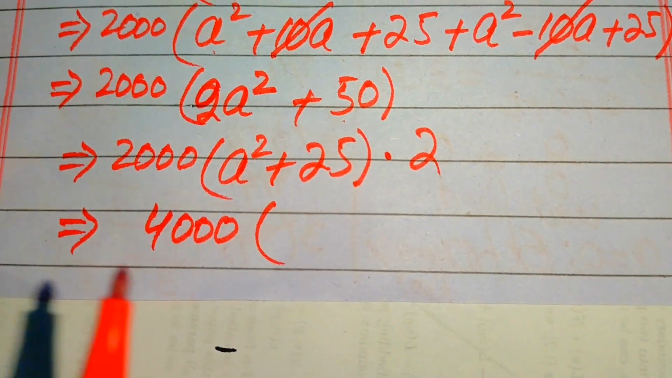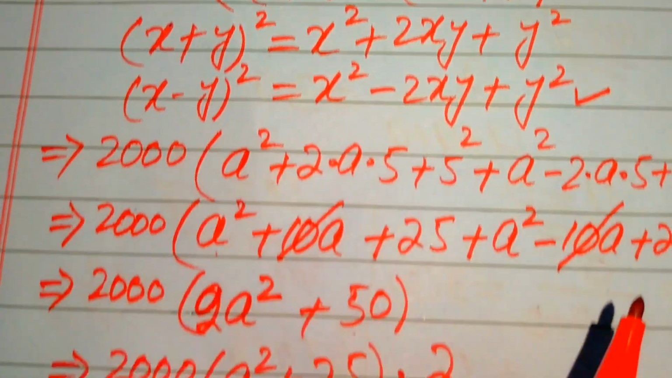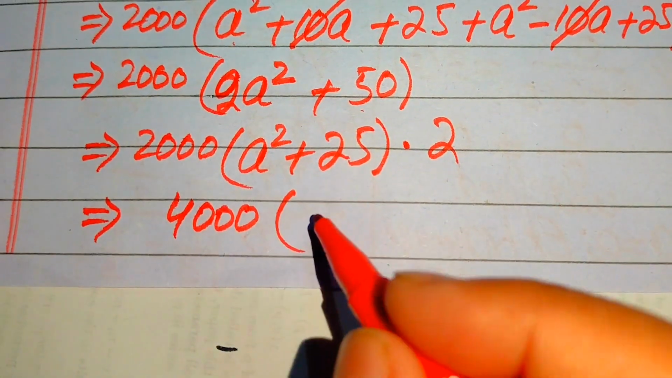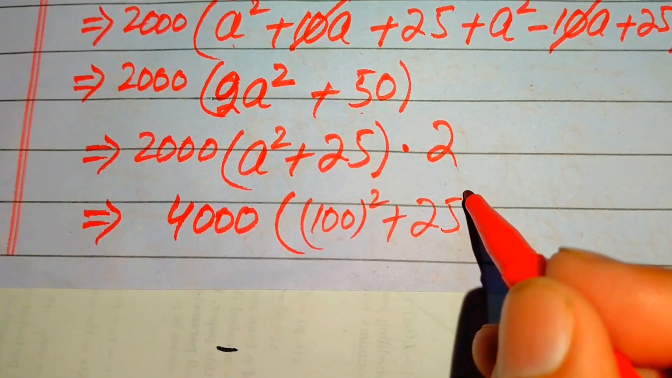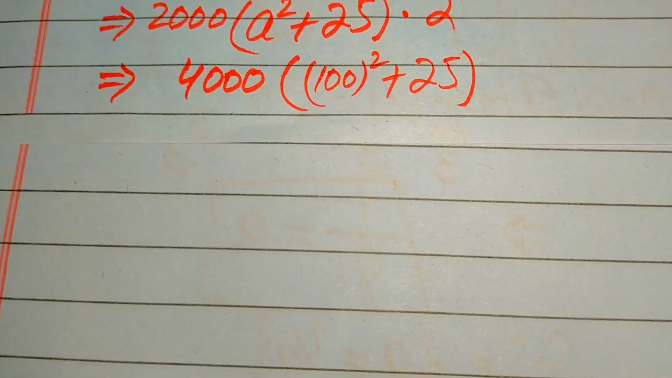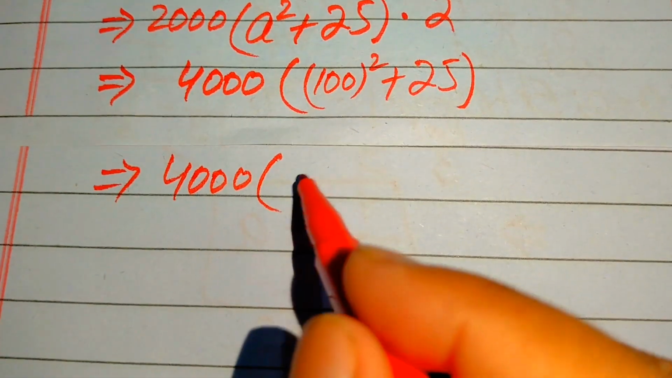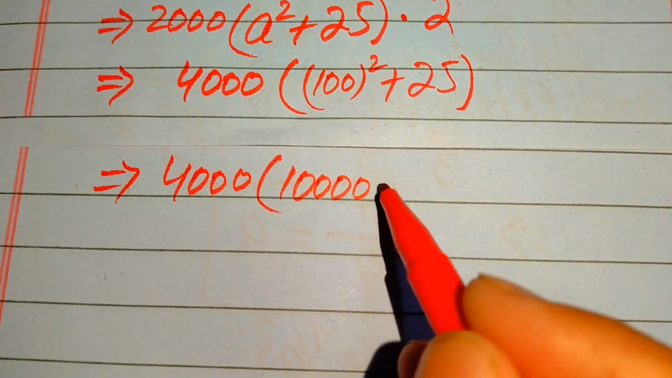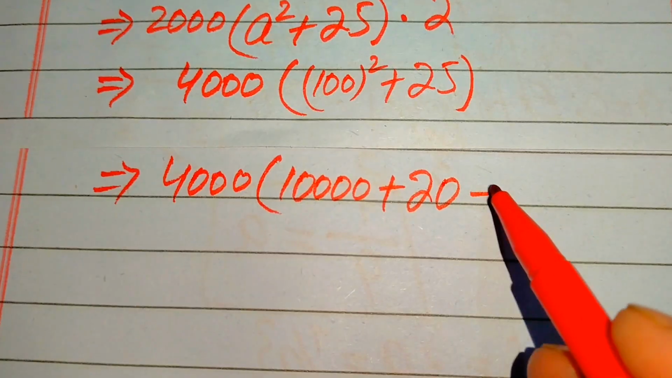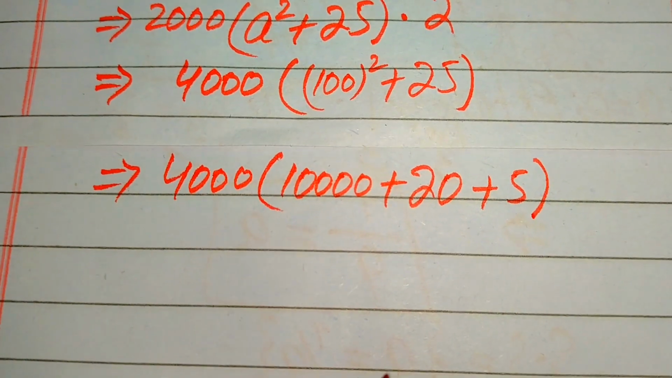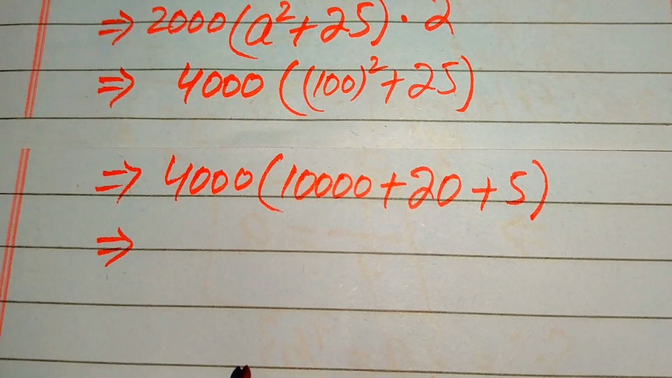So we need to move backward and substitute the value of a, and here you see that we take our a equals 100. We substitute the value of a here, and it becomes 100 square plus 25. And now when we take the square of 100, it will be written as 1, and we write just 4 zeros here, plus this is 25, and we break this 25 as 20 plus 5. And now we multiply this 4000 separately on each of these values, and we get our final destination.